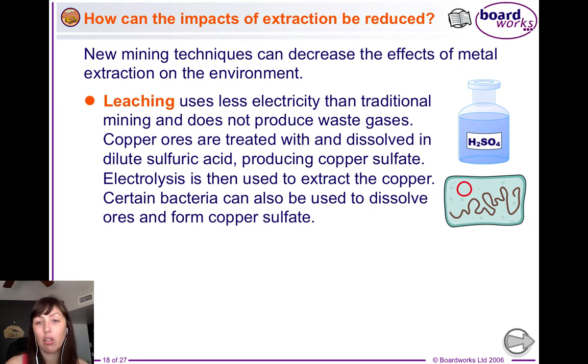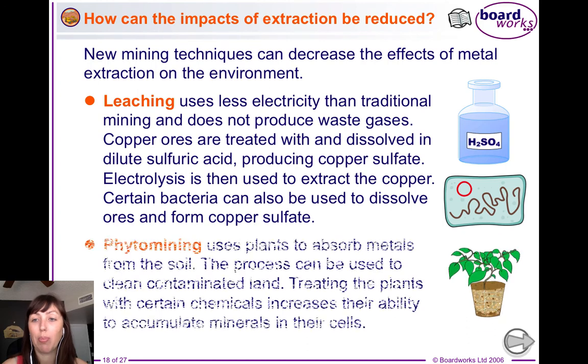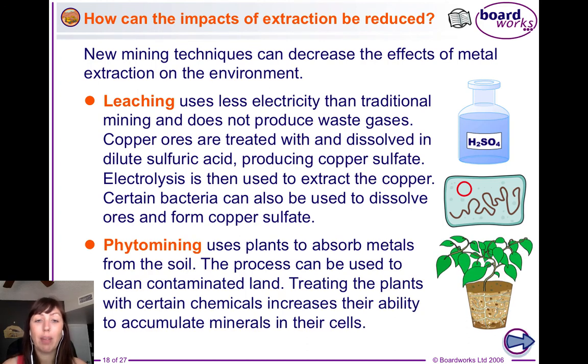And certain bacteria can also be used to dissolve ores and form copper sulfate. So also phytomining. This uses plants to absorb metals from the soil, and the process can be used to clean contaminated land. Treating the plants with certain chemicals increases their ability to accumulate metals and minerals in their cells.